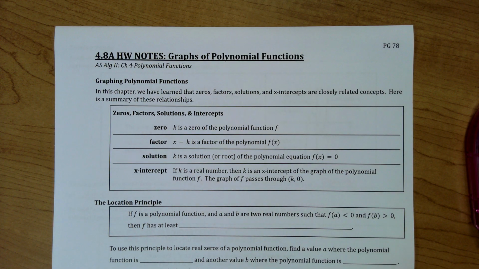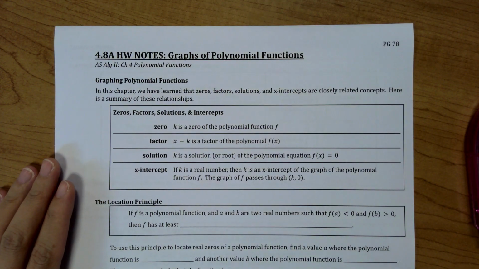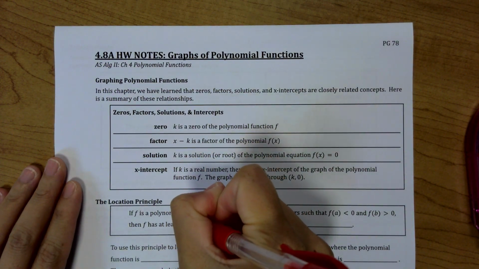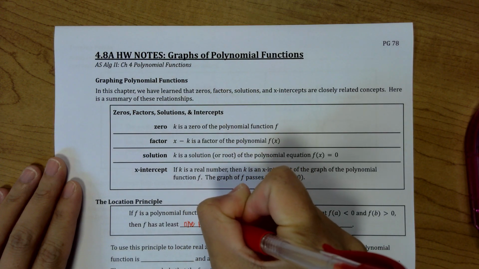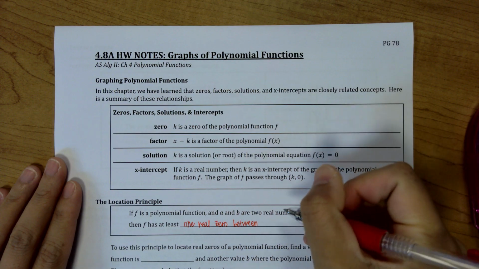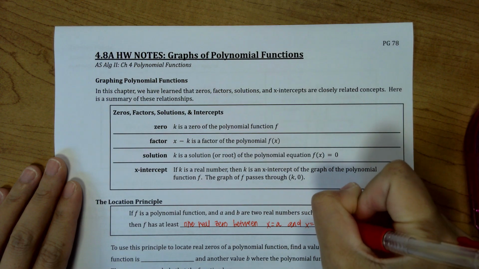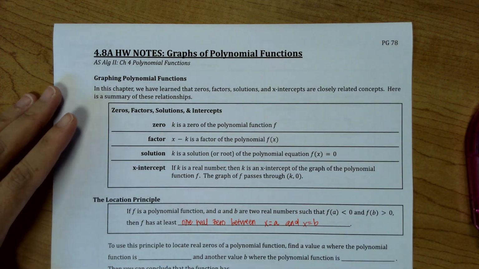The location principle states that if f is a polynomial function and a and b are two real numbers, and when you plug in a to the function f, you get a y value less than 0, and when you plug in b, you get a y value greater than 0, then f has at least one real 0 between x equals a and x equals b. Okay, so let's take a look at what this means.